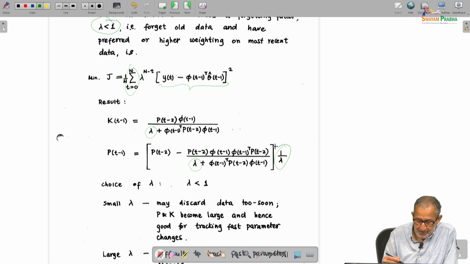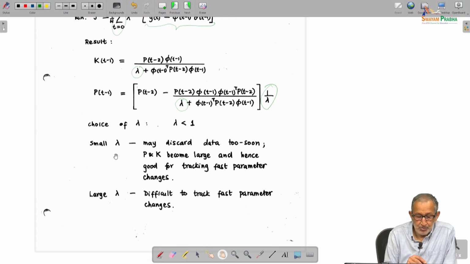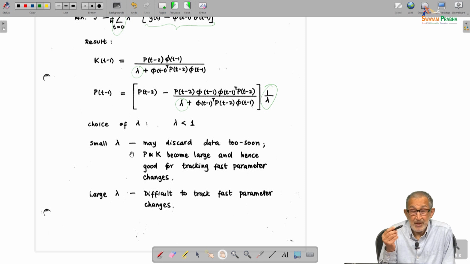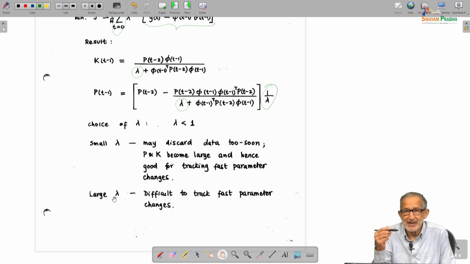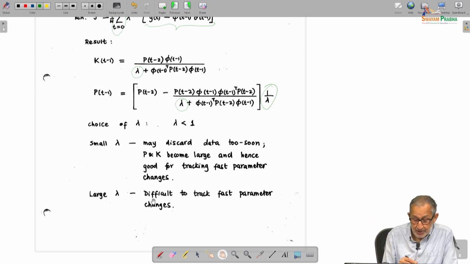And the choice of lambda is important. A very small lambda, remember lambda is less than 1, will discard the data very soon. P and K will become large, and it's of course good for tracking fast parameter changes. On the other hand, if you have a large lambda very close to 1, 0.999 for example, it will be difficult to track fast parameter changes.